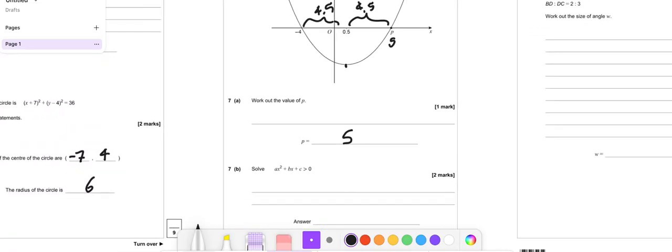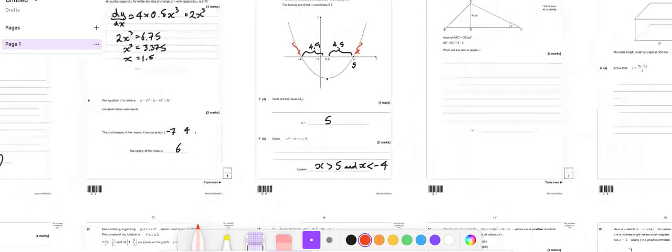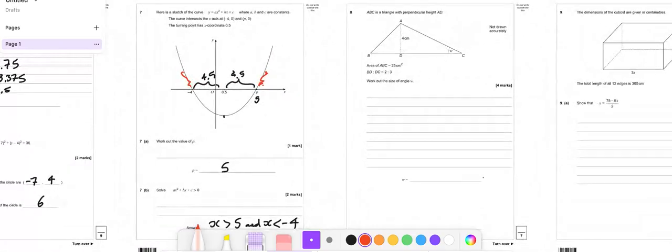Solve when that is bigger than 0. So it's bigger than 0 when x is bigger than 5 and x is less than minus 4, because it's this bit and this bit, and between the two it is less than 0.